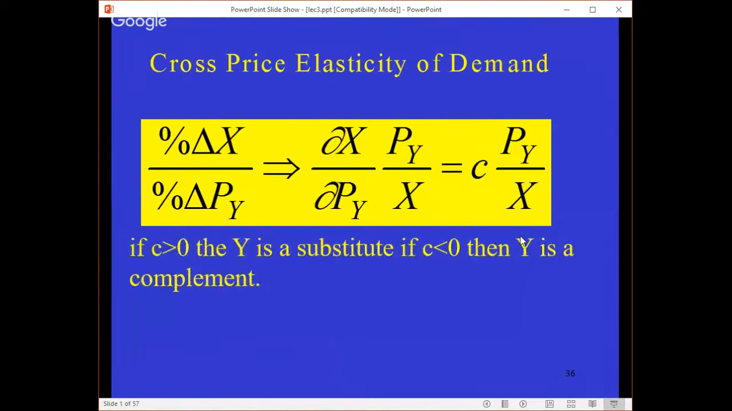In this case, if c is positive, they're substitutes. If it's negative, they're complements.